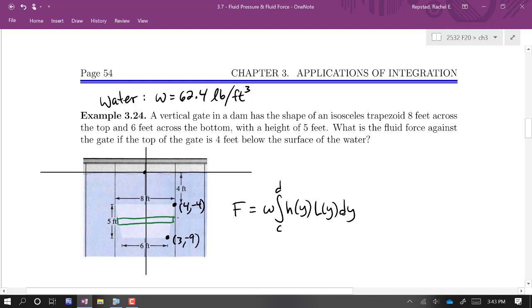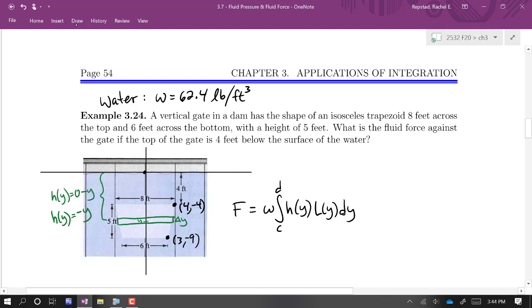So this has a width of delta y. H of y is the vertical distance from the surface to the rectangle. The surface, because of where I drew the axes, is at 0. And the y-coordinate at the rectangle is just y, right? I imagine that I stop at some arbitrary y-coordinate. So that gives us an h of y equal to -y.